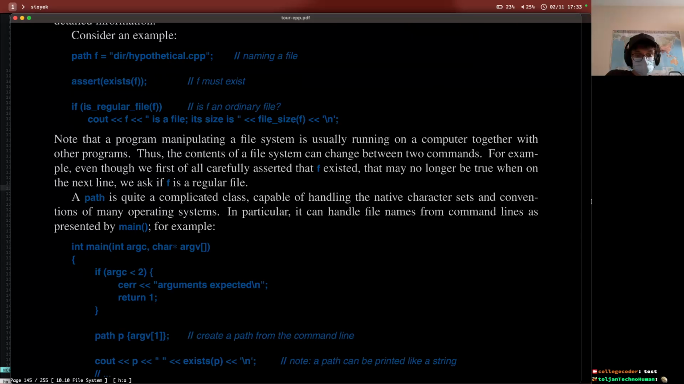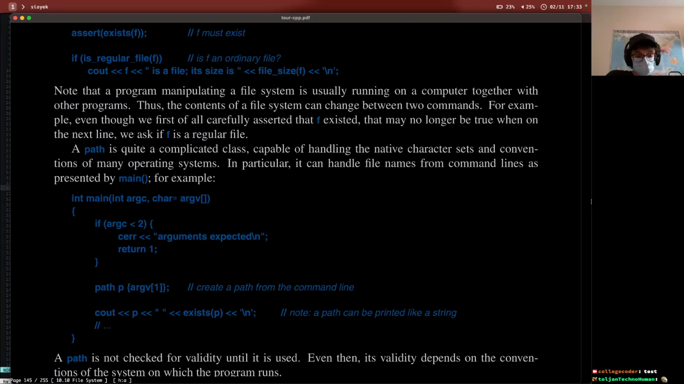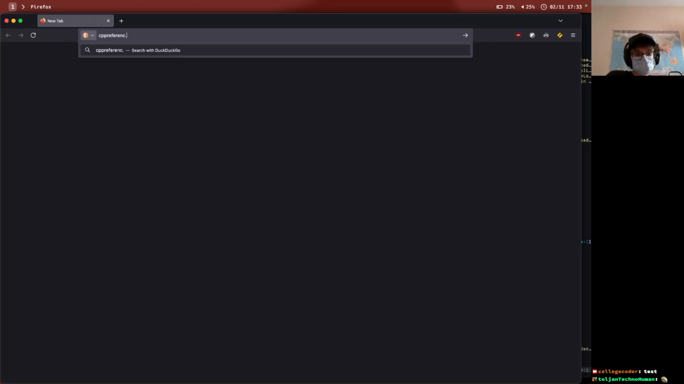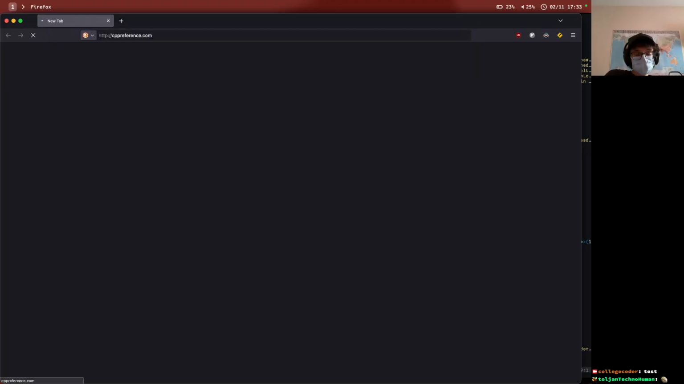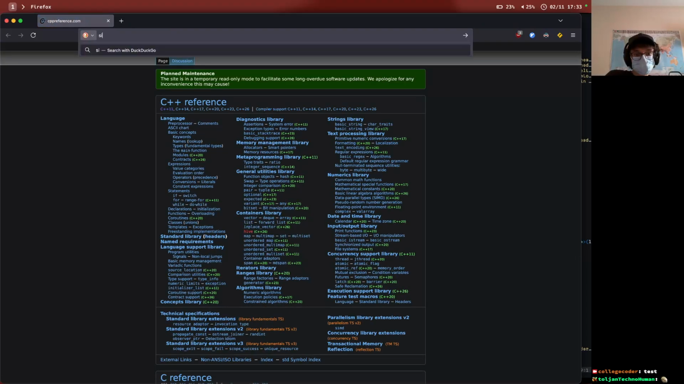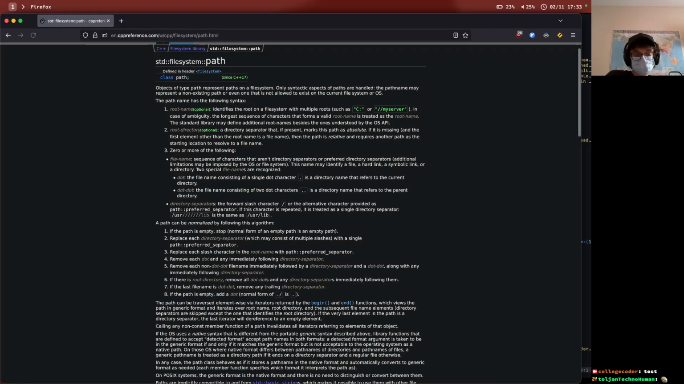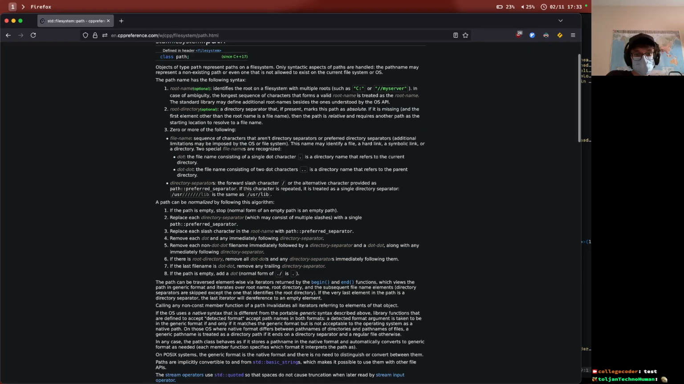I've used it before, and what I need is not to read this. What I need is to look at the reference. Also, why am I doing this when I can search site cppreference.com file system? Is this what I need? The file system path. It's the class that I need.